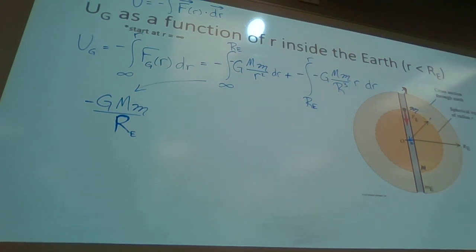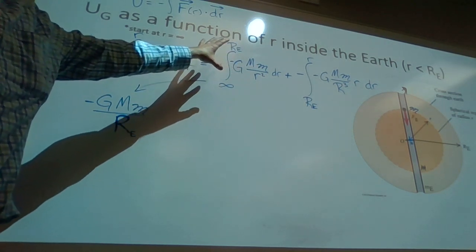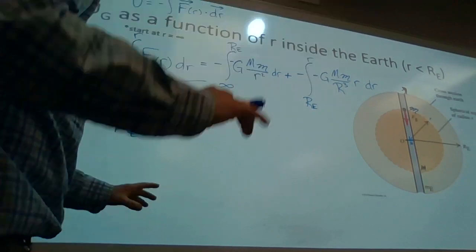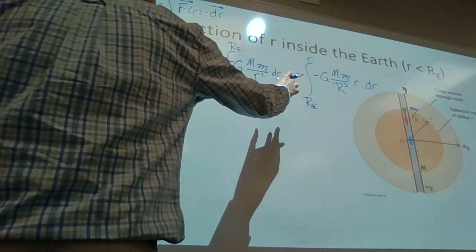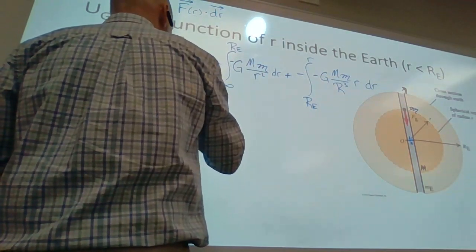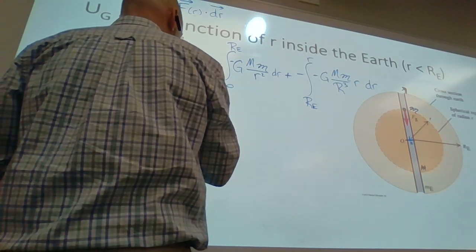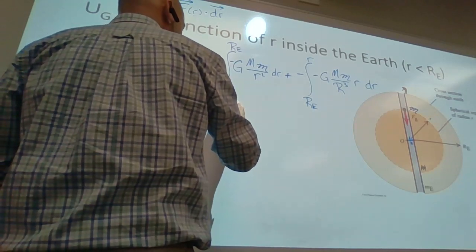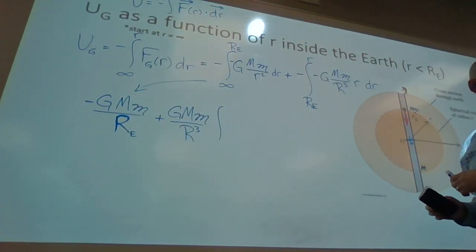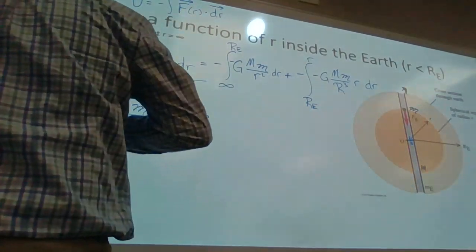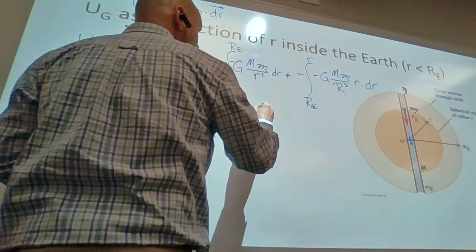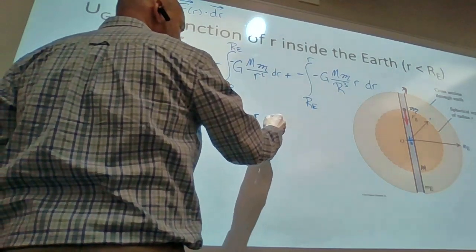Okay, we did this earlier this week. I just don't want to run out of time. All right, so plus, I'm looking at this now. G M over R cubed of, is everybody okay? I'm just going to integrate R dR. Everything else is constant. Okay. So one half R squared from the radius of the Earth to our location inside the planet.